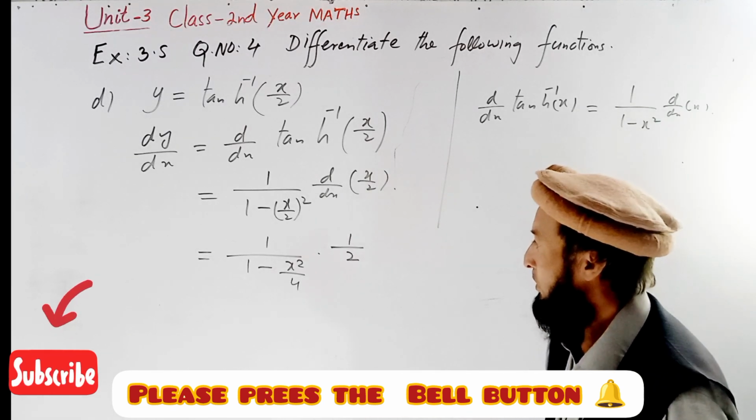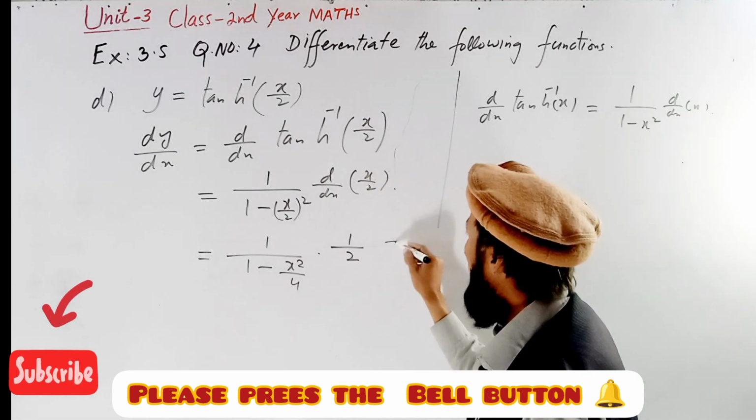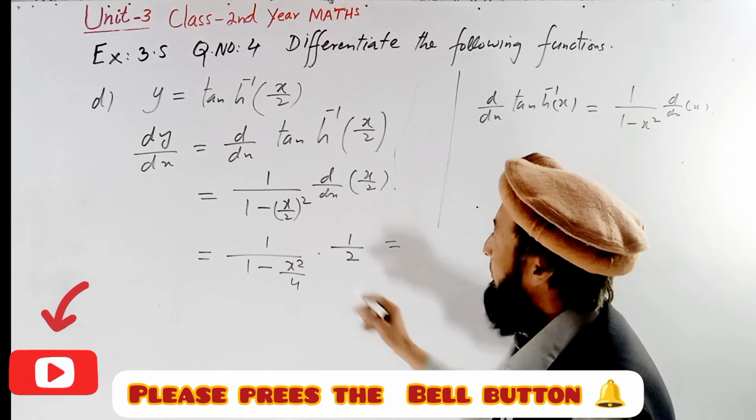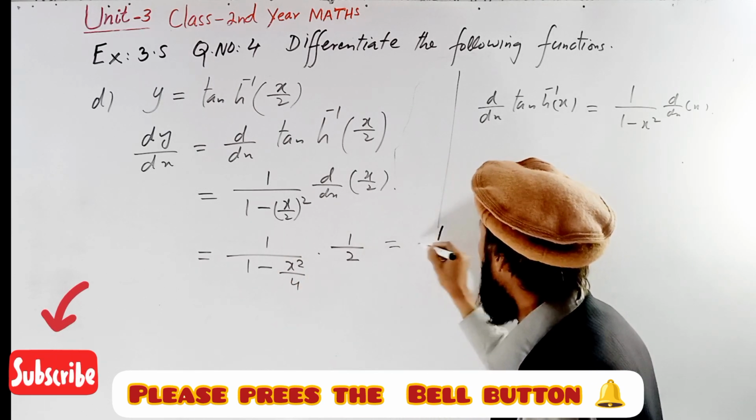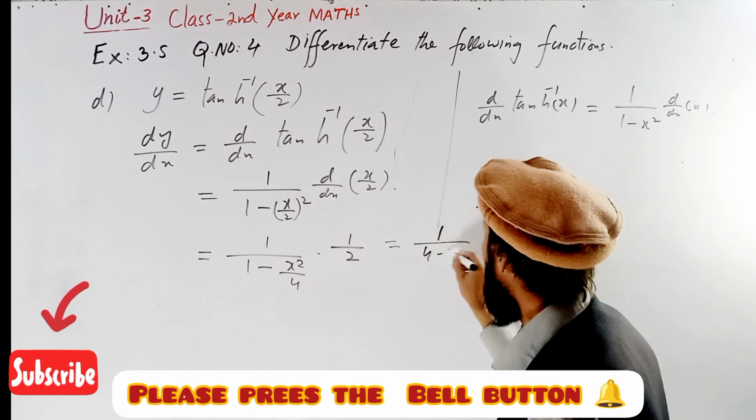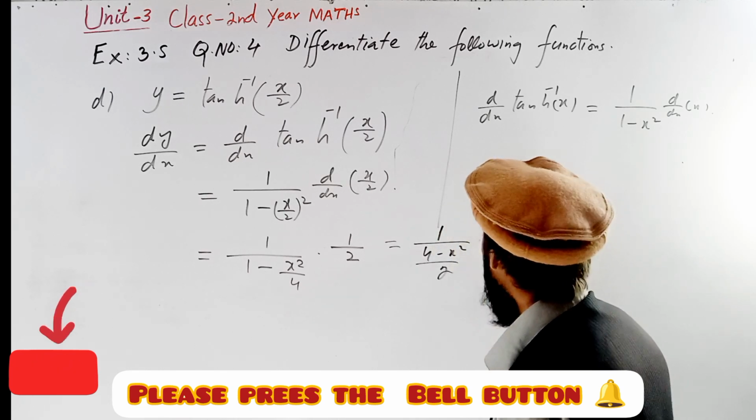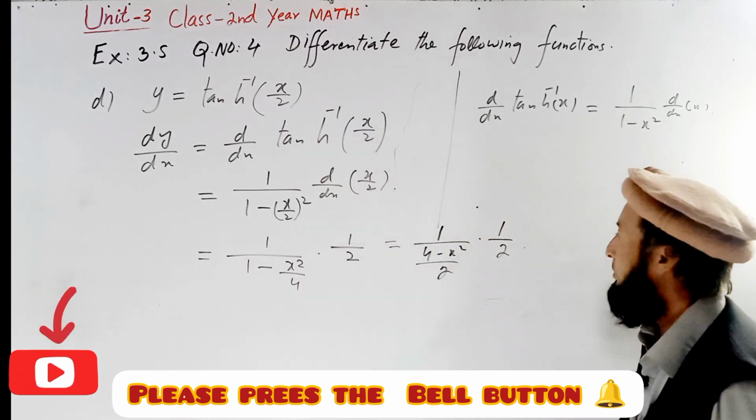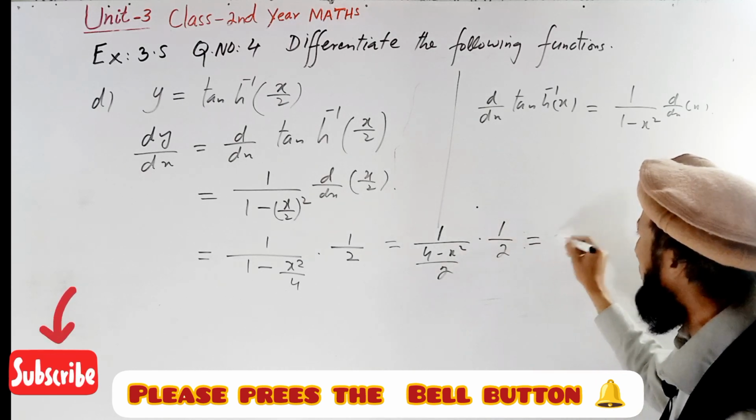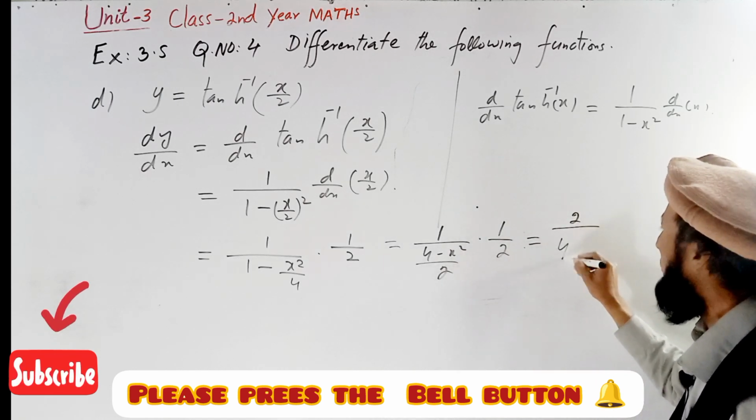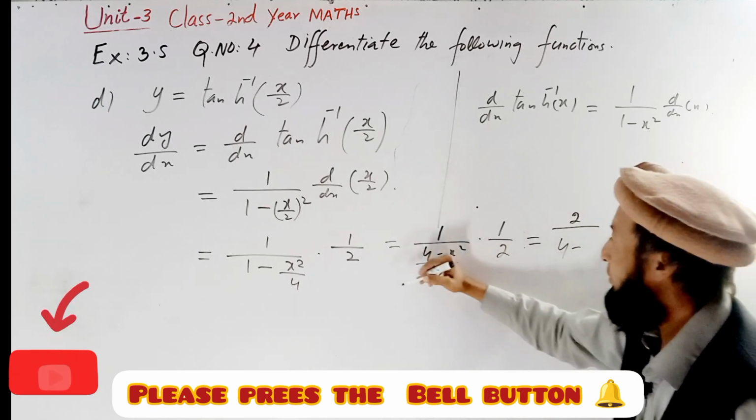Now we take the LCM of this expression, and we write the LCM: 4 minus x squared divided by 4, multiplied by 1 over 2. This 2 cancels because it is the reciprocal of 2. We can write 4 minus x squared, where 4 is the LCM.